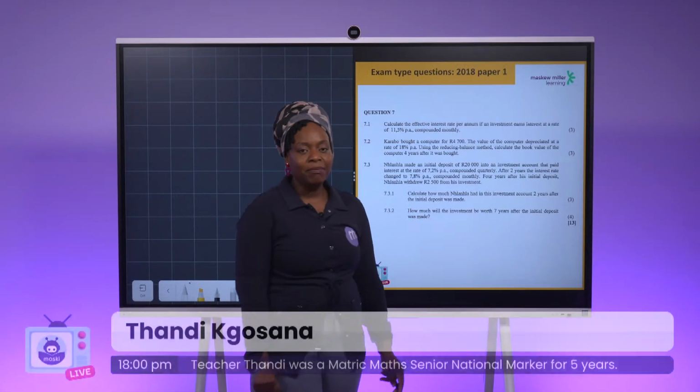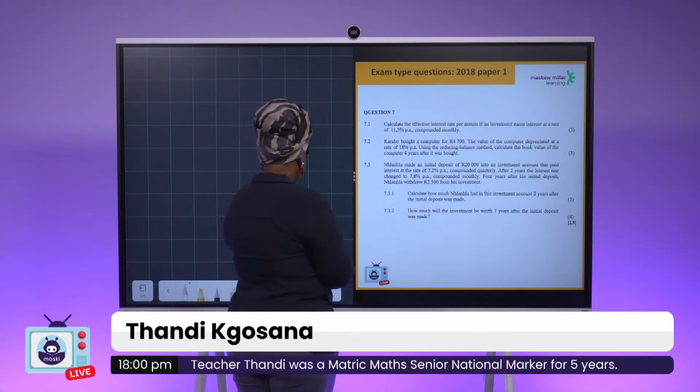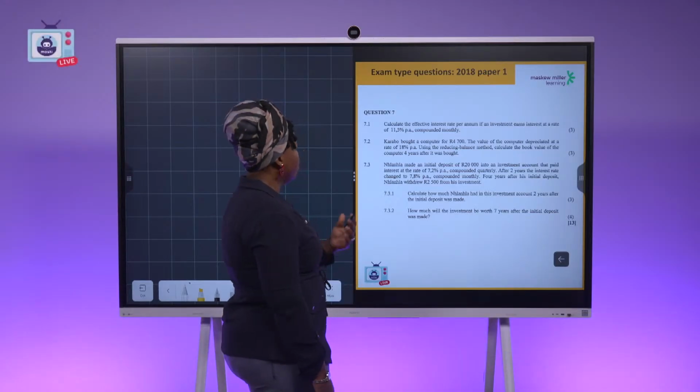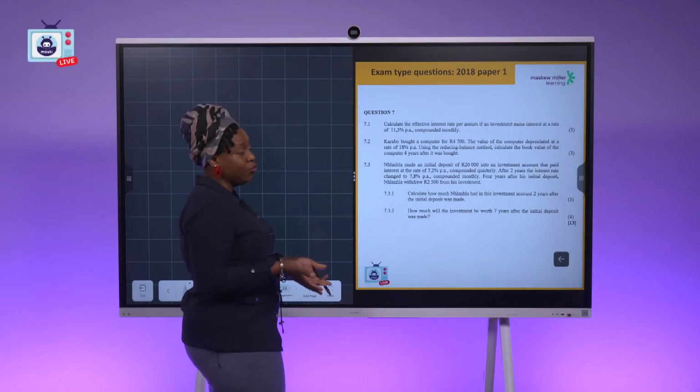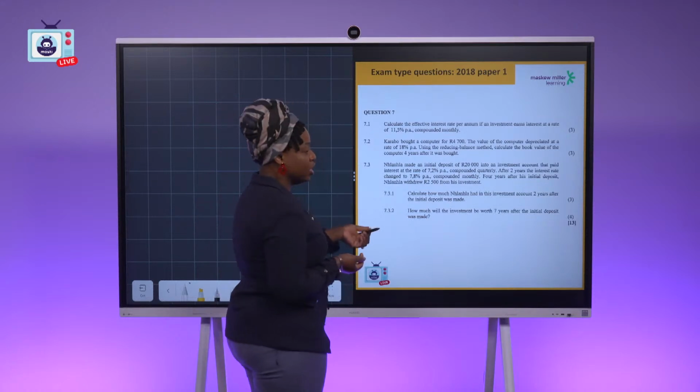All right, we are back again. Let's see if we are able to respond to these questions as we have been asked. So this question is usually question number 7, plus minus 15 marks that you will get for this question, right, in each and every exam.